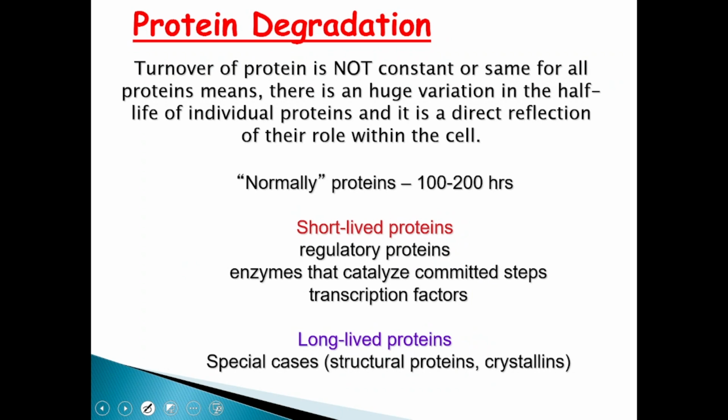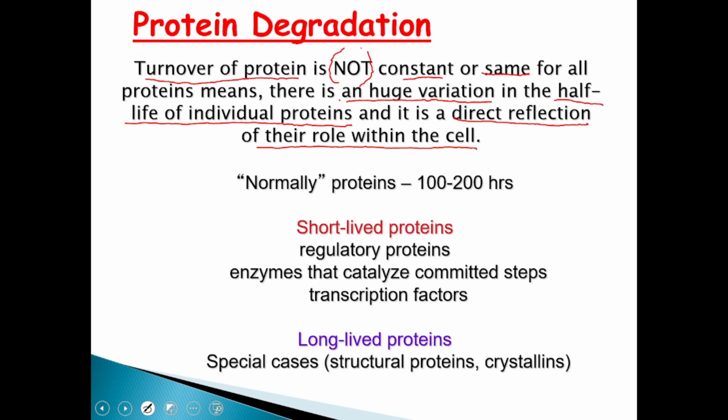Now, how do we define protein degradation? Let me read this sentence and then I'll explain it to you. So turnover of a protein is not constant or same for all proteins, meaning there is a huge variation in the half-lives of individual proteins, which is the direct reflection of their role within the cell. So turnover of a protein or half-life of a protein simply means the whole lifespan of one protein.